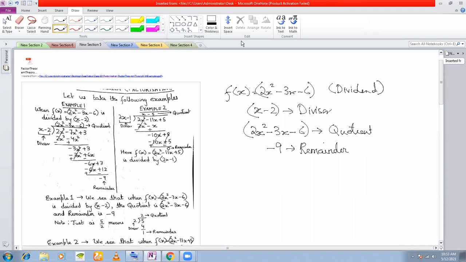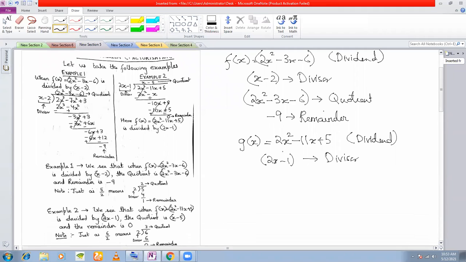Now in the second example, I have taken another quadratic polynomial, 2x square minus 11x plus 5. And I have divided this by 2x minus 1. So what I see here is that the quotient that I am getting is x minus 5, and I am getting a remainder of 0.